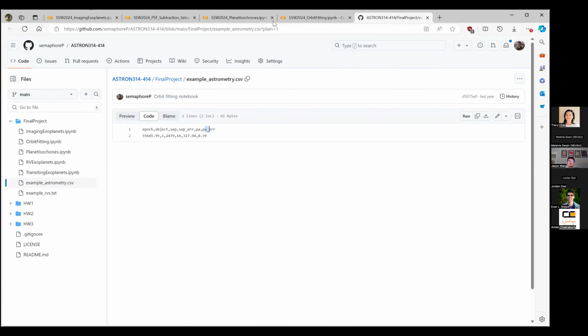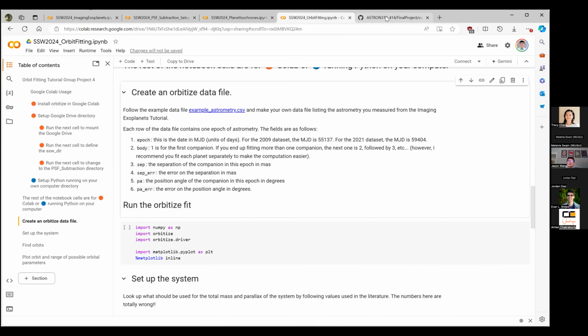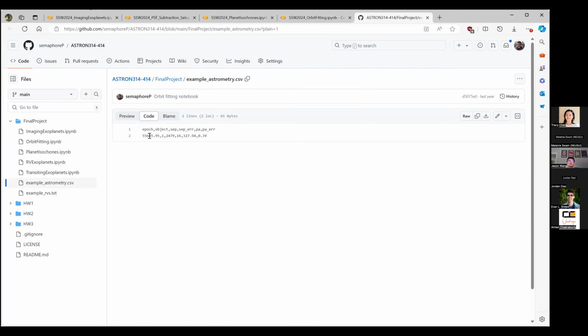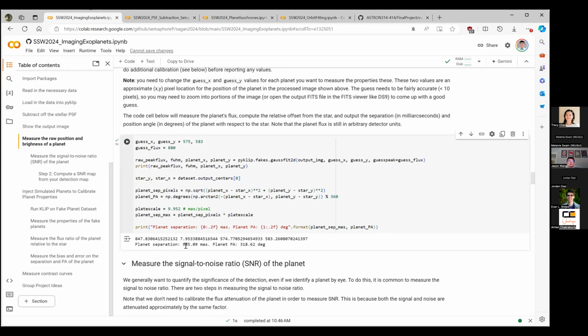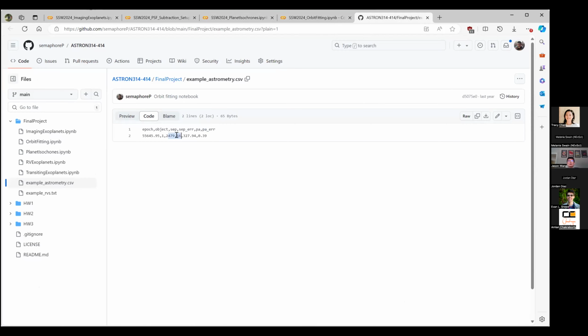The first epoch is 55137. So you need to replace that here. The object will always be 1 because we're only fitting 1 planet at a time in our orbit fits. The separation is whatever separation you measured in your notebook. So if you go back here, we measure separation at 945.09 milliarc seconds. So that should be put here.